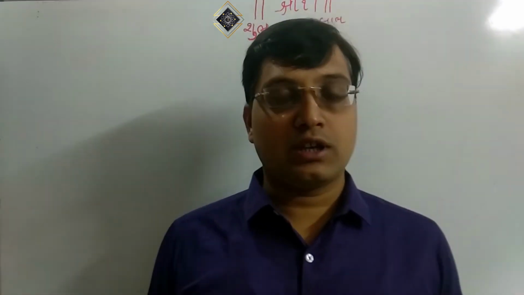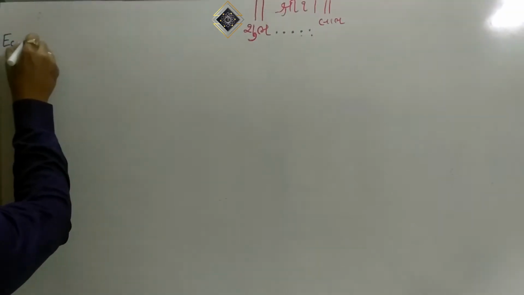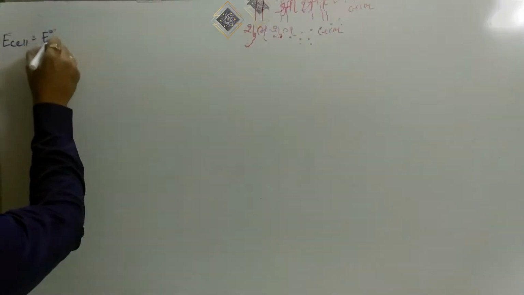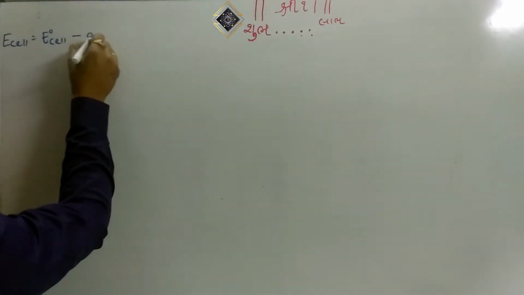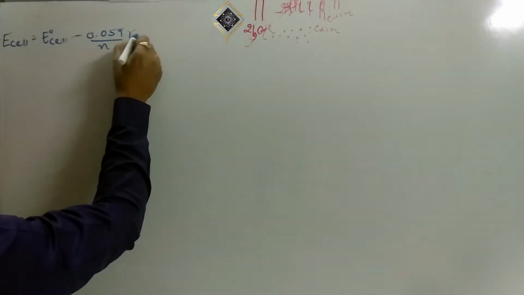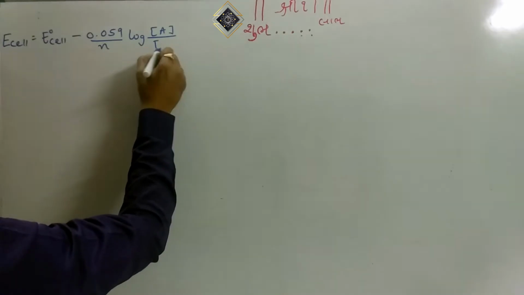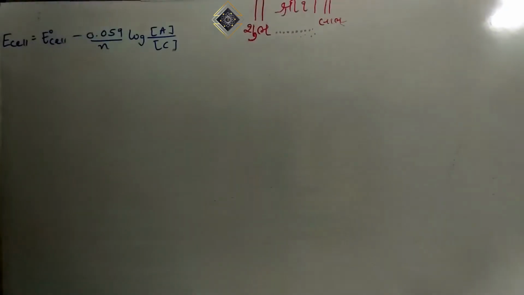Okay, now just give attention, everyone. I'm just rewriting the equation. You have no need to write in your notebook once again. Clear? Just give attention. E cell equal to E0 cell minus 0.059 upon n log of anode upon cathode. Instead of C1, C2, I am using the signs A and C. A for anode, C for cathode.